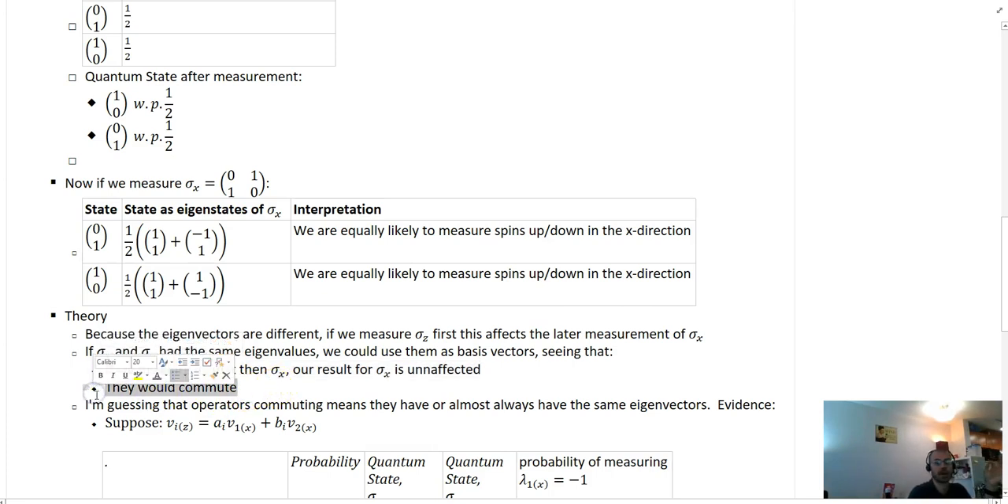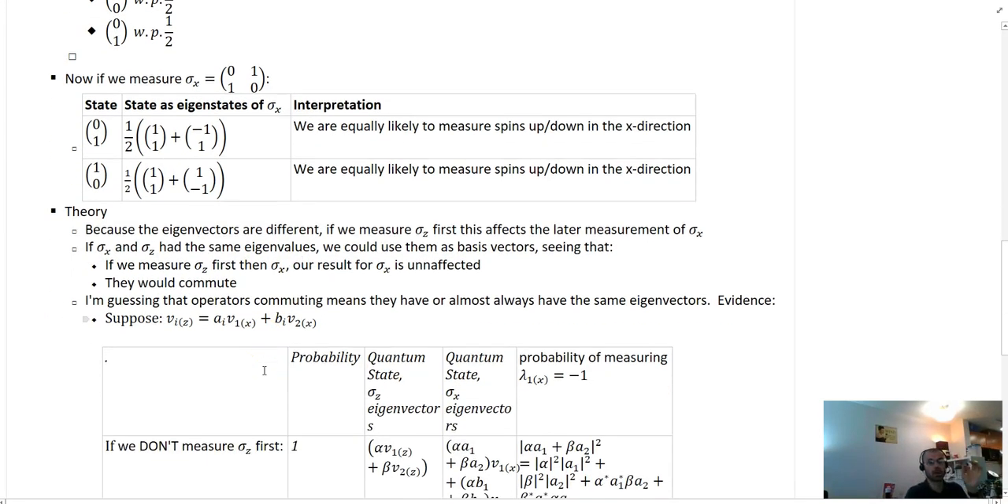Also, if they've got the same eigenvectors, they would definitely commute. You can just look at what happens to each eigenvector. We multiply by the first eigenvalue, then by the second eigenvalue, for that component of the vector. If we multiplied by the operators in the opposite order, we'd multiply by the eigenvalues in the opposite order. And the eigenvalues are just numbers, so they commute, so the operators commute, because we can just work in the basis of these eigenvectors.